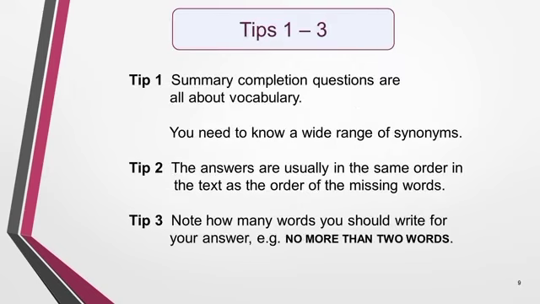Now for some key tips. Tip 1. Summary completion questions are all about vocabulary. You need to be able to recognise a wide range of synonyms and also paraphrasing to score highly. Tip 2. The answers are usually in the same order in the text as the order of the missing words. On the rare occasions that they aren't, the key words will help you to easily spot this.